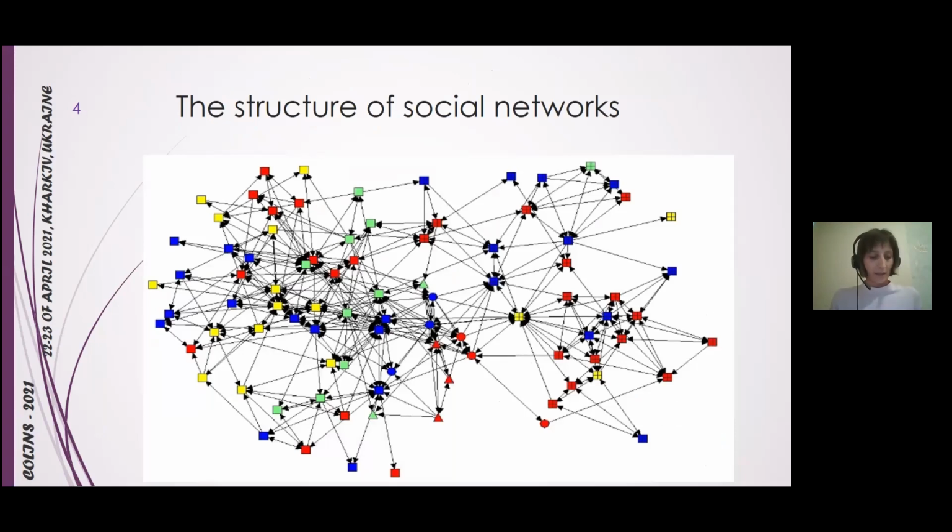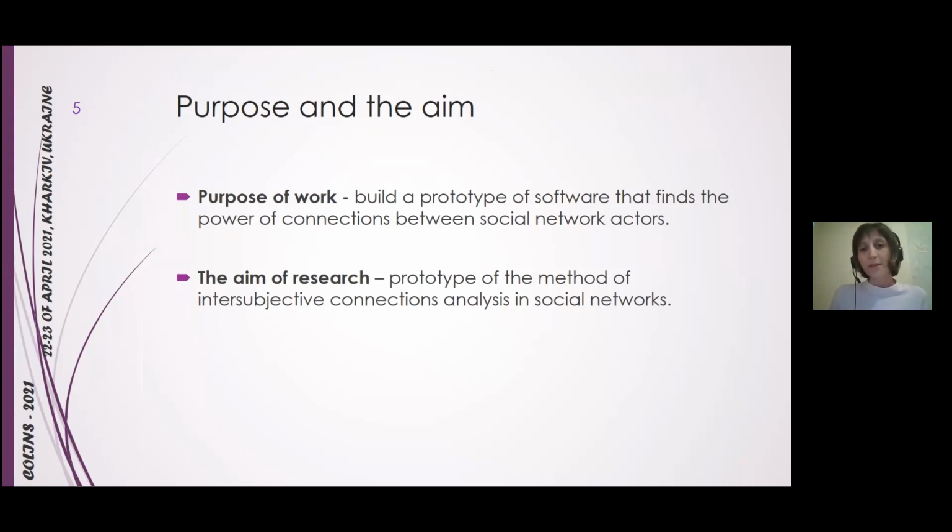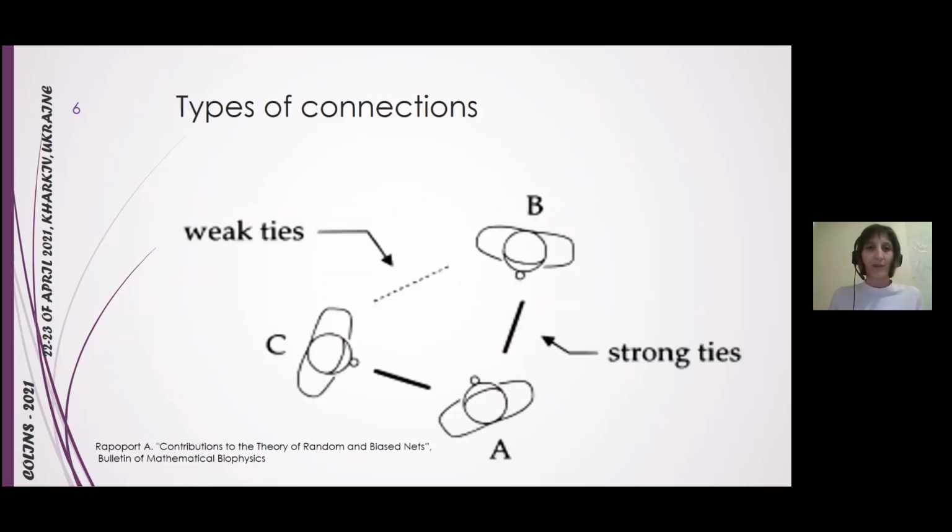In this example, we see social networks. The main aim of social networks is to save our old connections and to obtain new ones. The purpose of our work is to build a software prototype that allows us to analyze connections between nodes. As usual, the node is a person and the connection is some type of friendship or kinship information.